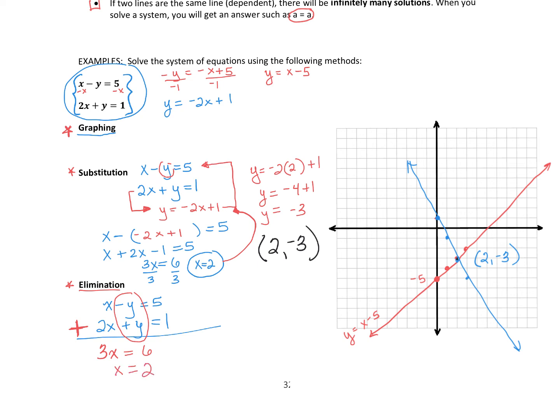And then again, I can plug it into one of these. This time I'll use this one. 2 minus y equals 5. Subtracting 2, I get minus y equals 3. And y equals -3. So again, we get the same result. We just have approached it a different way.